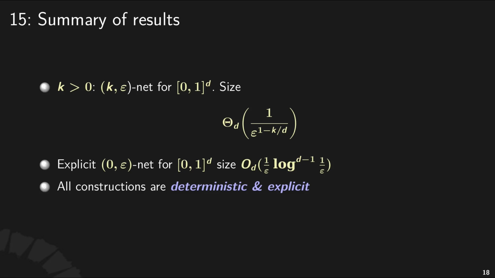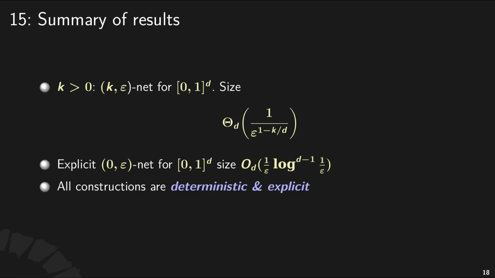So, a summary of our results. We showed a K-epsilon net for the unit hypercube of size as written on the slides. We got an explicit epsilon net for the unit cube of size 1 over epsilon log to the d minus 1 of 1 over epsilon. And the nice thing about those constructions is that they're all deterministic, explicit, and pretty simple, which is nice.